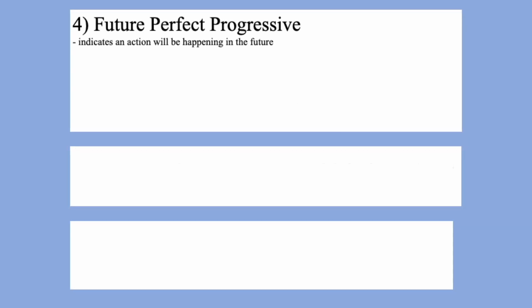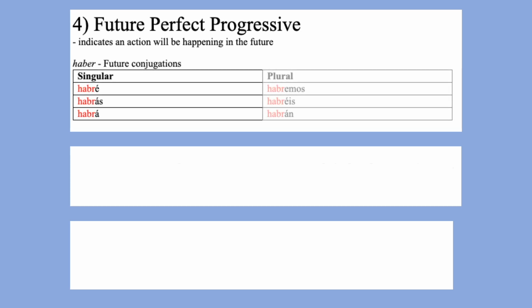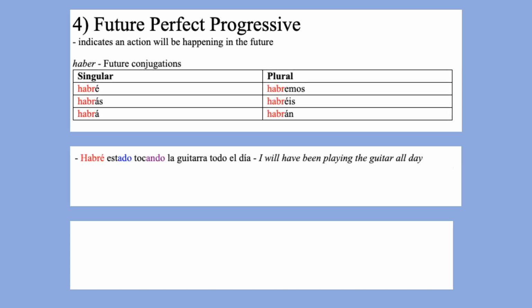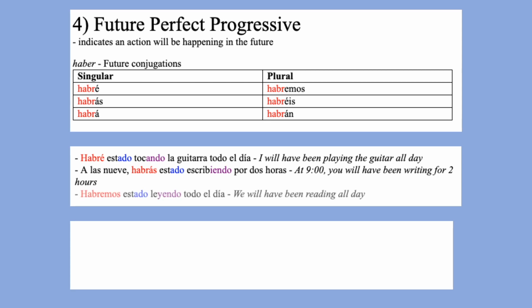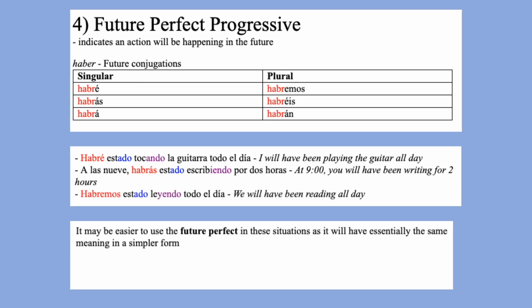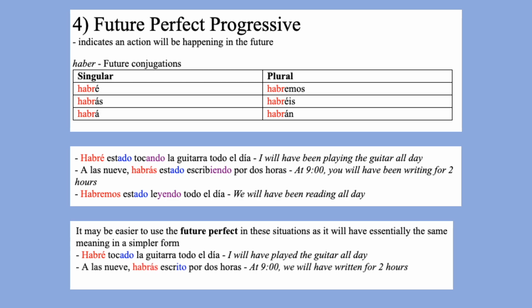The future perfect progressive indicates an action will be happening. Habré estado tocando la guitarra todo el día. A las 9 habrás estado escribiendo por 2 horas. Habremos estado leyendo todo el día. It may be easier if you just use the future perfect, because it essentially has the same meaning in a much more simple form. Habré tocado la guitarra todo el día. A las 9 habrás escrito por 2 horas. Habremos leído todo el día.